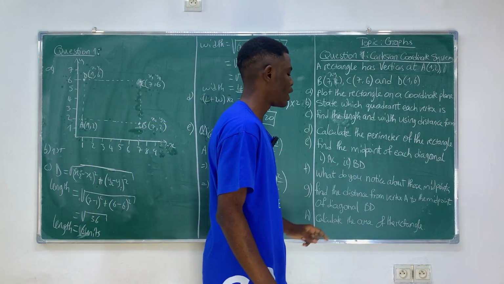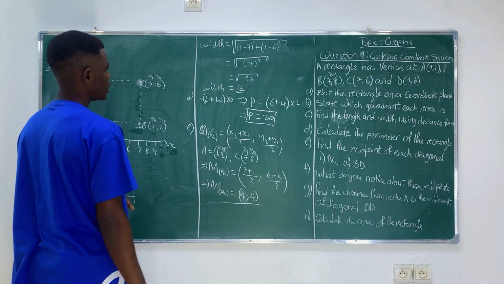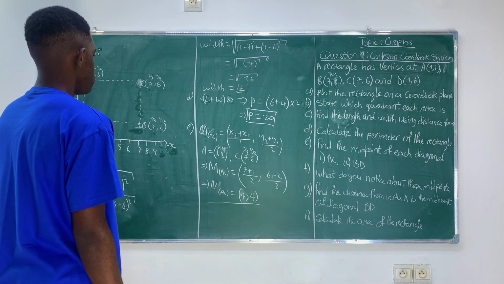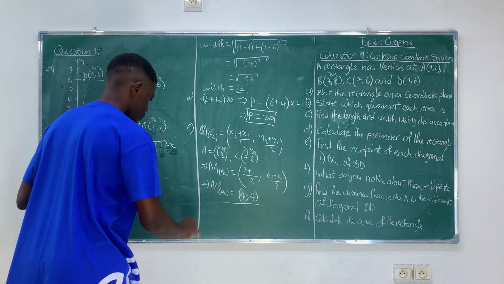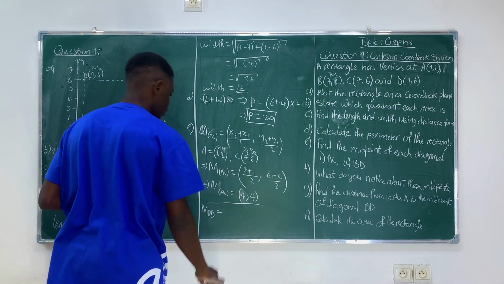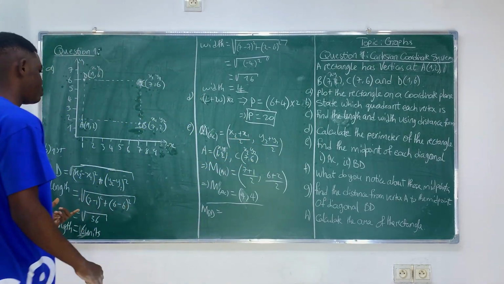Let's do the same for the diagonal BD. For the diagonal BD, I'm running out of space. Okay, for the midpoint between BD, we are going to have this again. What is BD?